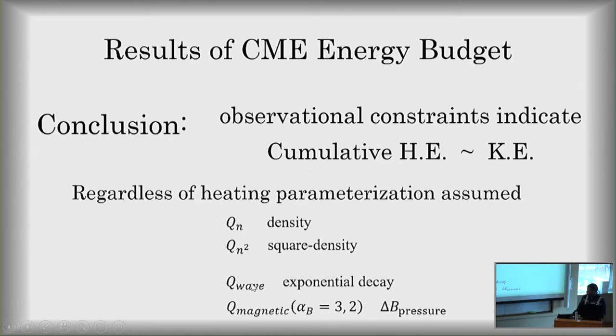These two in particular, this is from a wave heating model. It's just the heating decreases exponentially. This is sort of inspired by a magnetic heating model where the magnetic flux rope is expanding, maybe three-dimensionally, maybe two-dimensionally. And because the magnetic flux rope is expanding, the magnetic pressure is changing as the CME is expanding and traveling. And that would, in theory, maybe change the rate of heating.